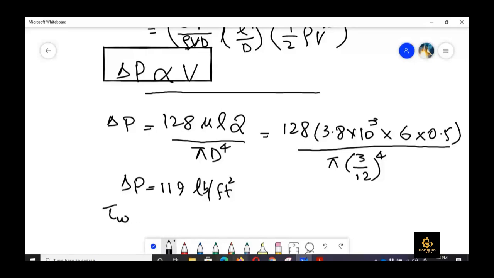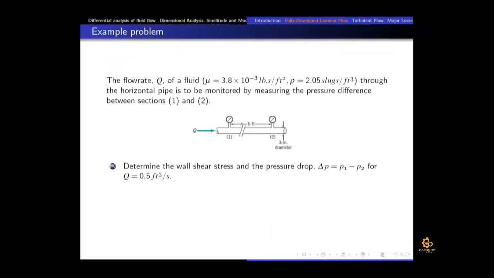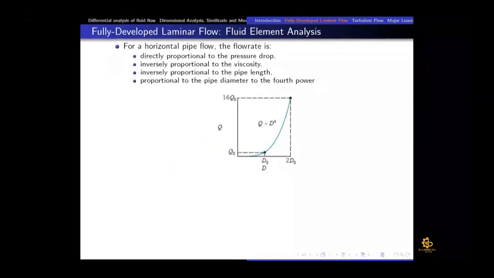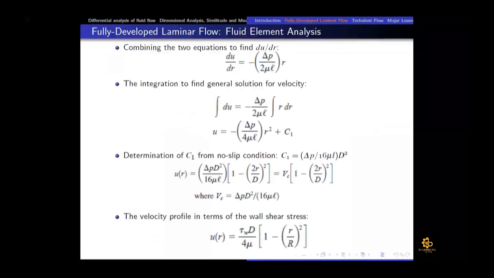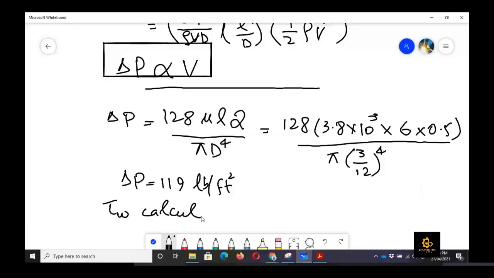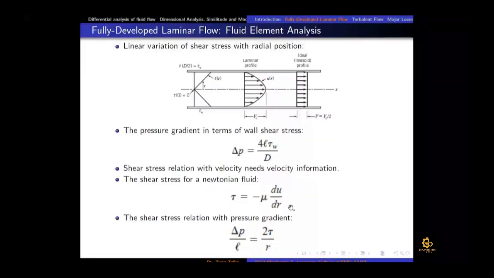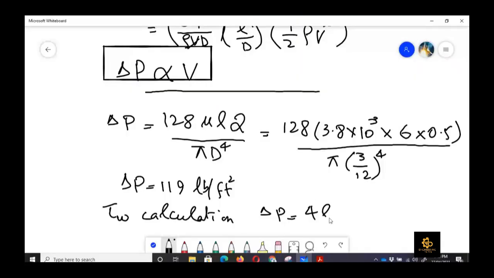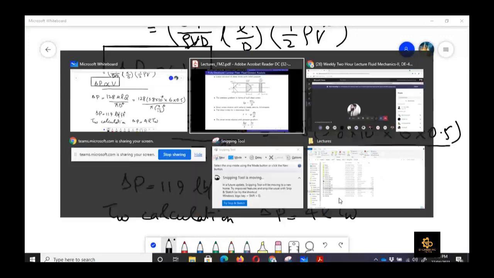So for the tau omega in terms of delta P, if we see the lecture slide on which we did the derivation in the last class, delta P in terms of that tau omega is written here. Delta P is equal to 4L tau omega upon d. So let me write it here. So delta P is equal to 4L tau omega upon d.